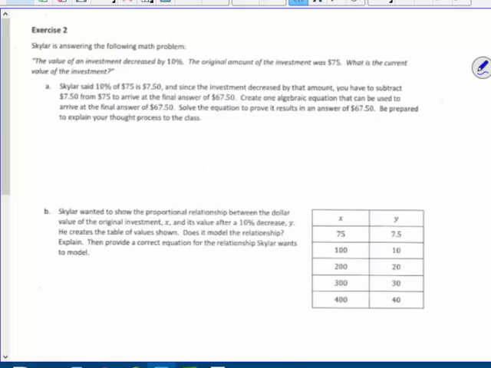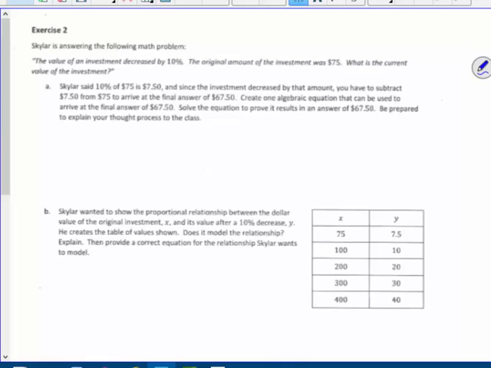On the next page, Skylar is answering the following math problem. The value of an investment decreased by 10%. The original amount of the investment was $75. What is the current value of the investment? Well, Skylar said 10% of 75 is $750, and since the investment decreased by that amount, you have to subtract $750 from the $75 to arrive at the final answer of $67.50.